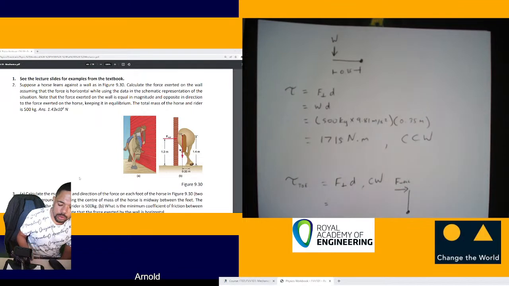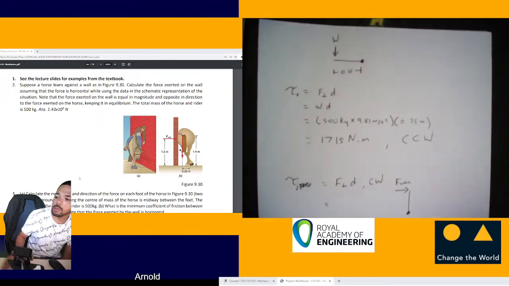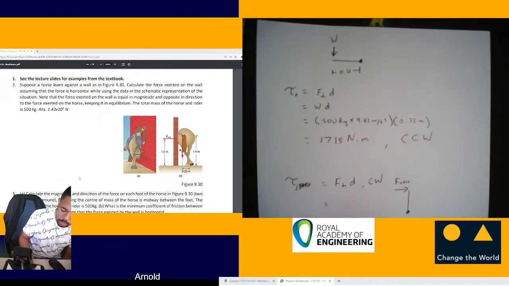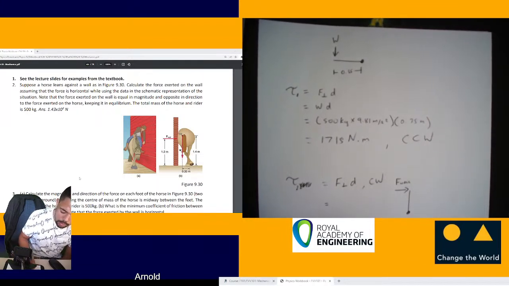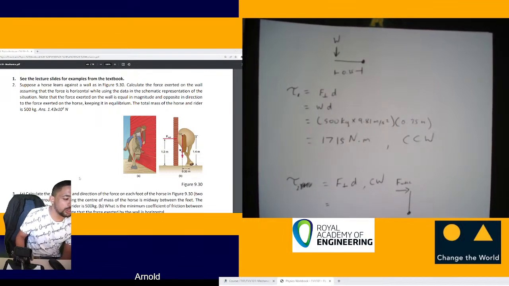Now these two torques must be in equilibrium. I don't know why I say toe, because they're both around the toe. So let's call them torque number 1 and torque number 2. Torque number 1 must be equal to torque number 2. Torque number 1 is 1715 Newton meters, while torque number 2 is the force of the wall multiplied by the distance at which this force acts. What distance above the toe? It is 1.2 meters. So it acts 1.2 meters above the toe.